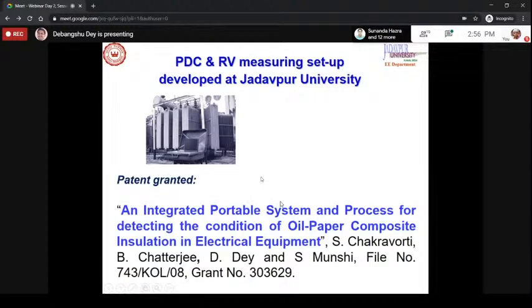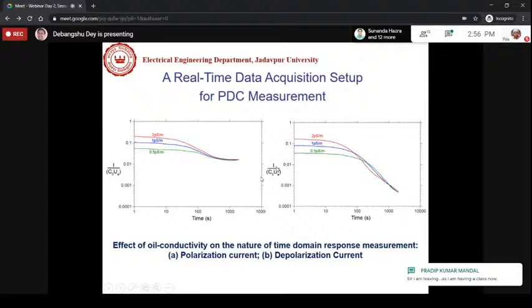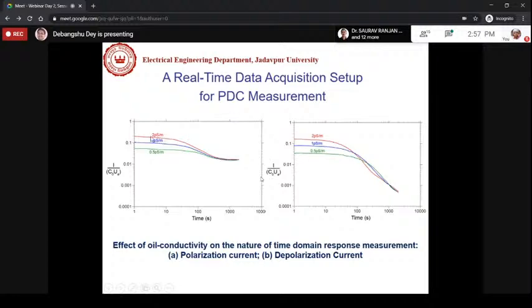And these are the results I can show you. The current measurement is in the log scale, so that is why the waveform looks like this. It is not like the exponential curve, because we have placed that in the log scale. Here you can see it is picosiemens per meter. That means this is the conductivity. And the red curve, that is higher current, means your conductivity is high. That means the condition of the insulation is poor.